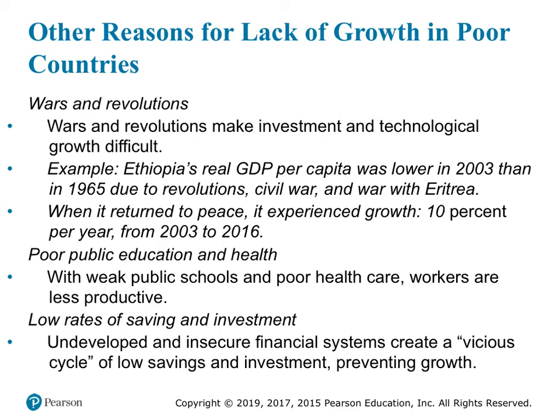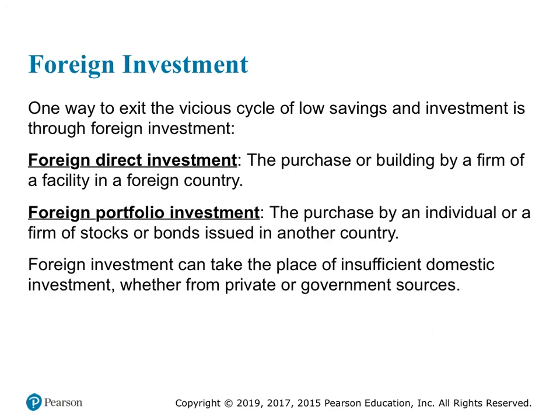So when financial systems are not efficient, when they're insecure, they're corrupt, people tend to hide their money under their mattress, for example, and not invest it, not put it in a bank, not invest it in projects, and the bank doesn't have deposits and they don't have as much money to loan out, etc. And, countries with low savings can get foreign investment to help them grow.